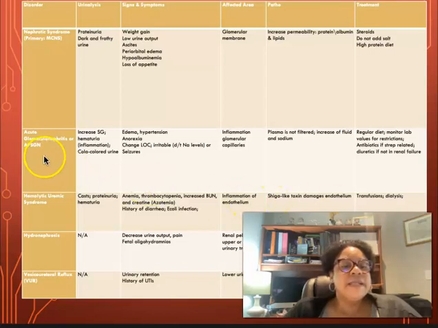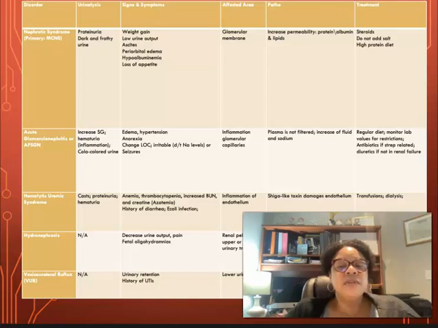All right, so APSGN. Again, here's what your urinalysis is going to look like. Here are your signs and symptoms. Make note of the irritability associated with this because of their sodium levels, which increases their chances of having seizures. We talked about that before. This is an inflammation of the glomerular capillaries. And the patho for that is the plasma is not being filtered. It's an increase of fluid and sodium.